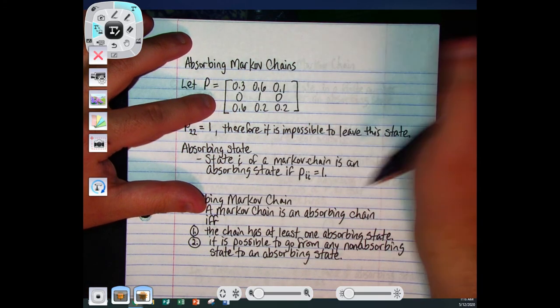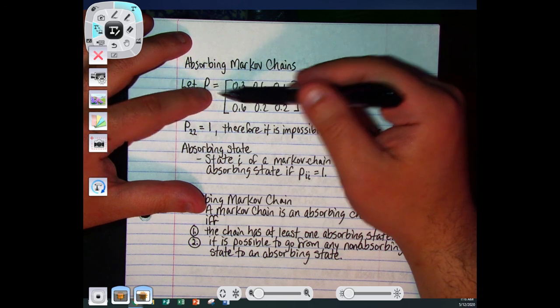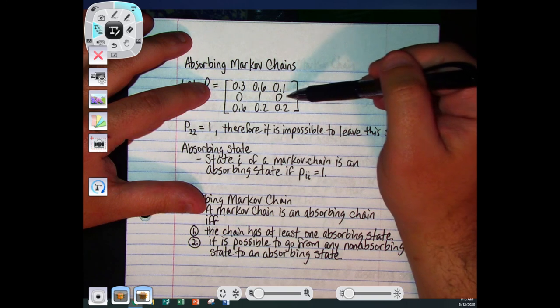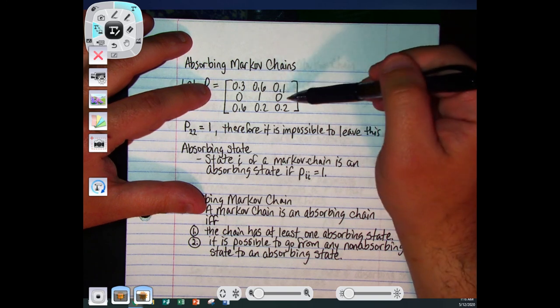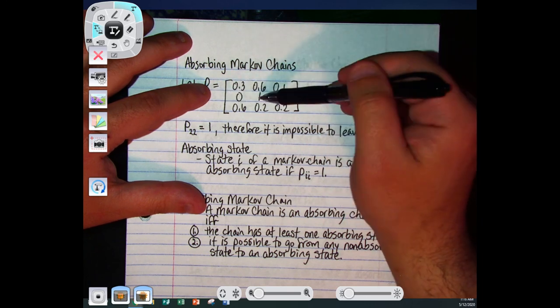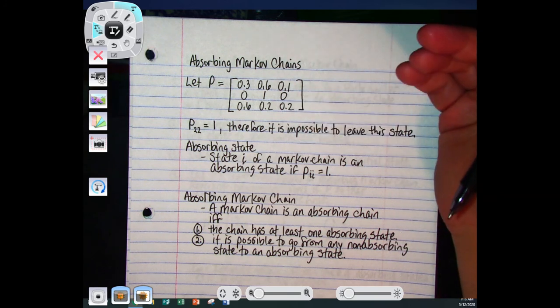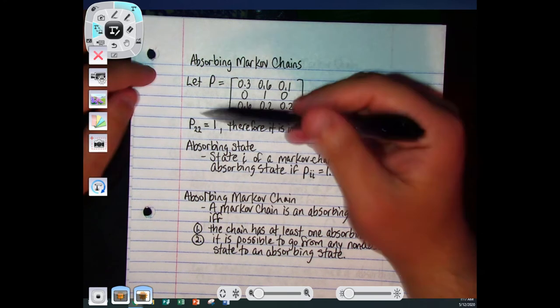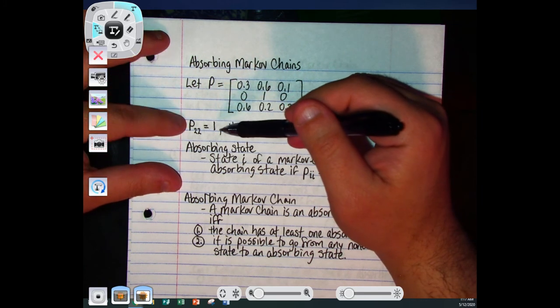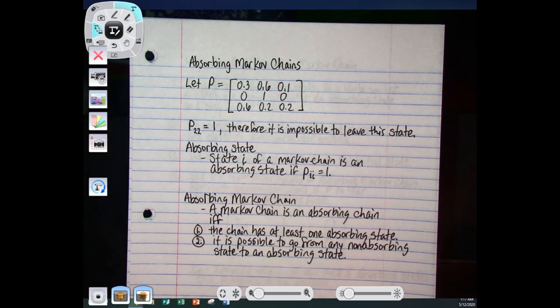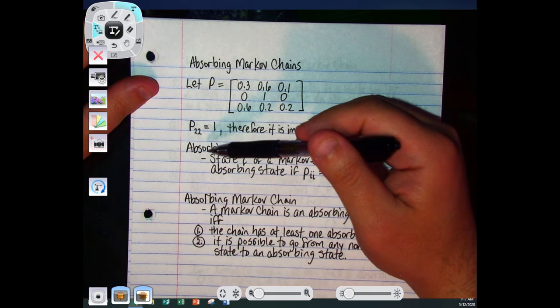If I look at row 2, though, notice that the probability of transitioning from state 2 to state 1 is 0, and the probability of transitioning from state 2 to state 3 is 0. The probability of transitioning from state 2 to state 2 is 1. And remember, all the probabilities of the row have to add up to 1. So since this entry is equal to 1, it's impossible to leave this state. So once you're in state 2, you're there. You're not going anywhere. So when this happens, we call this an absorbing state.